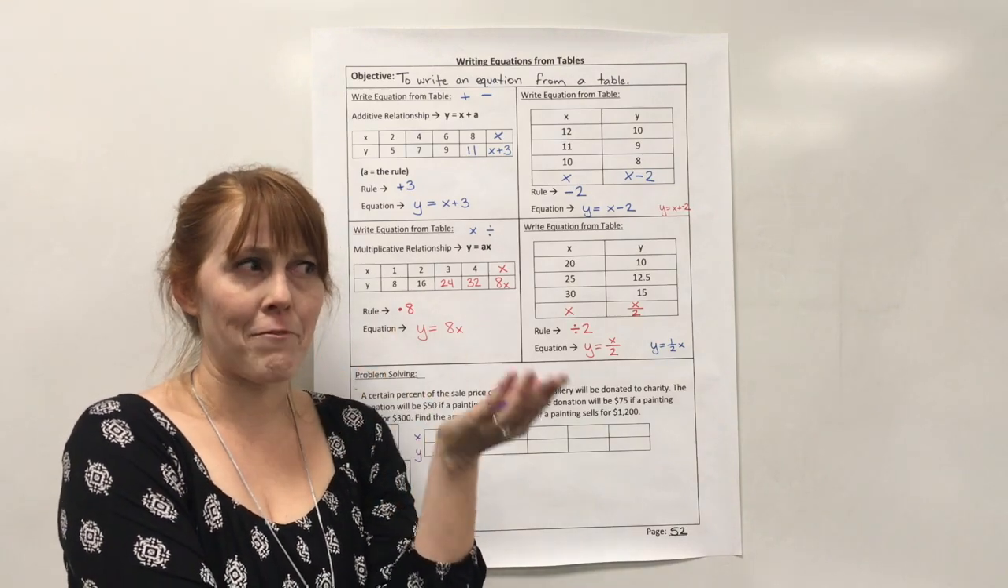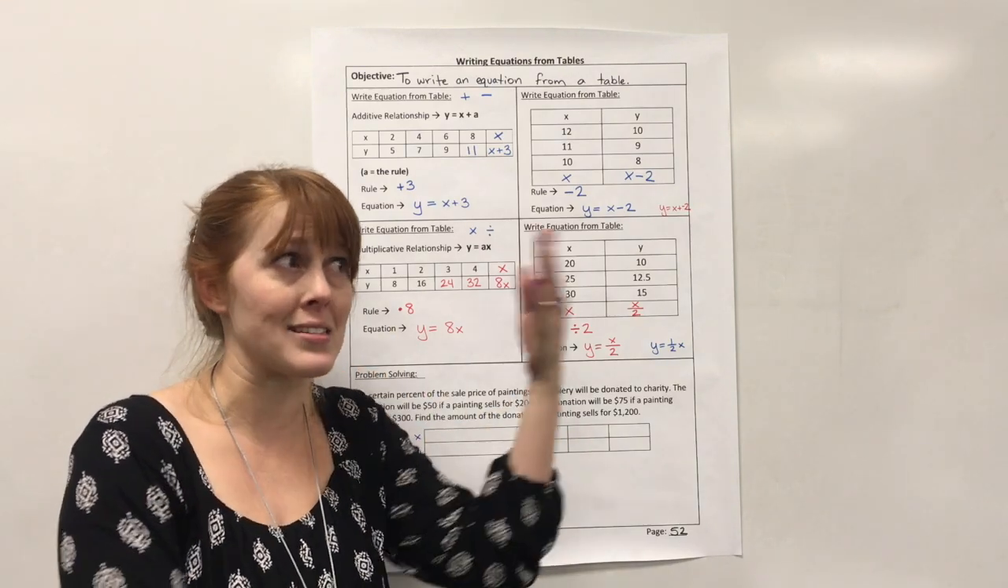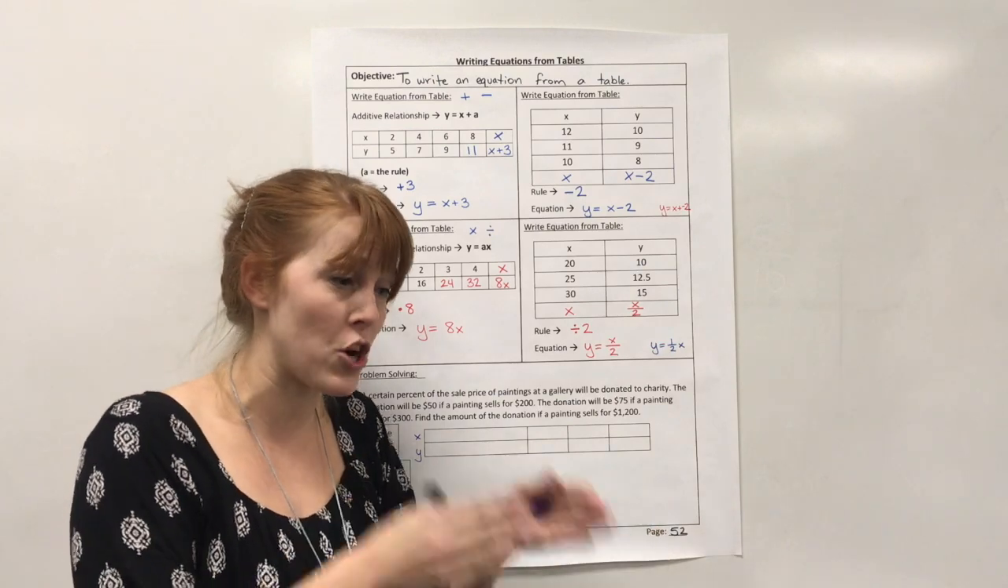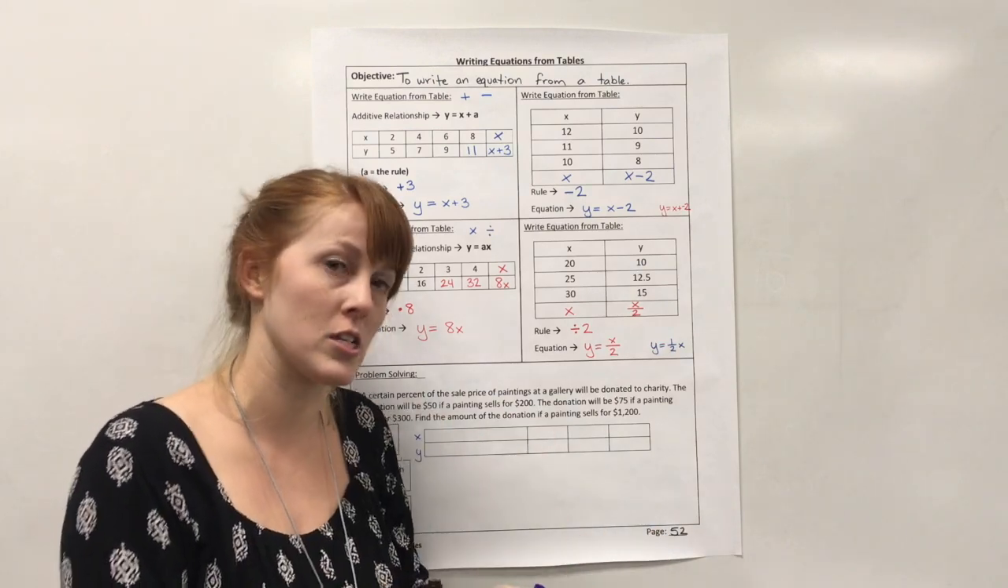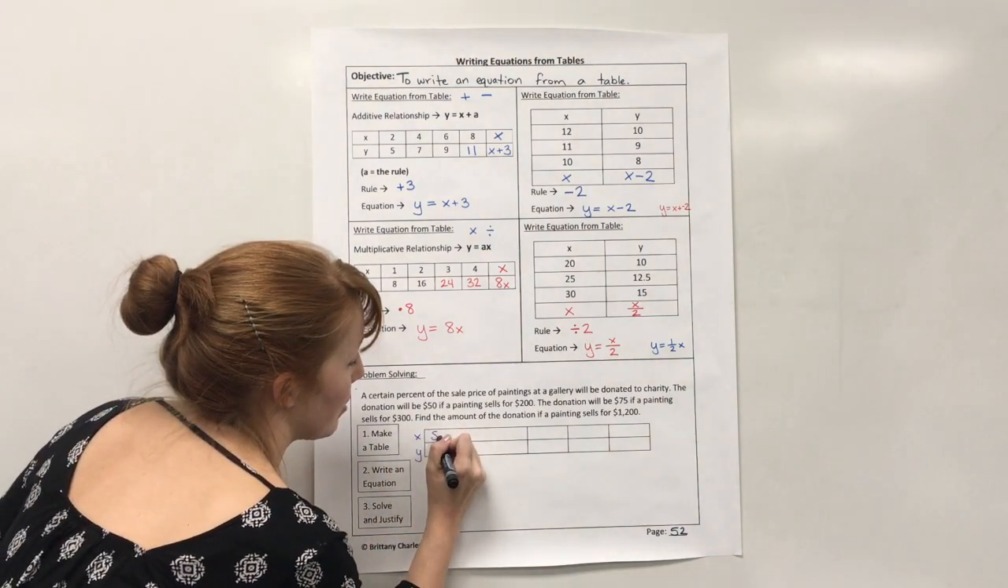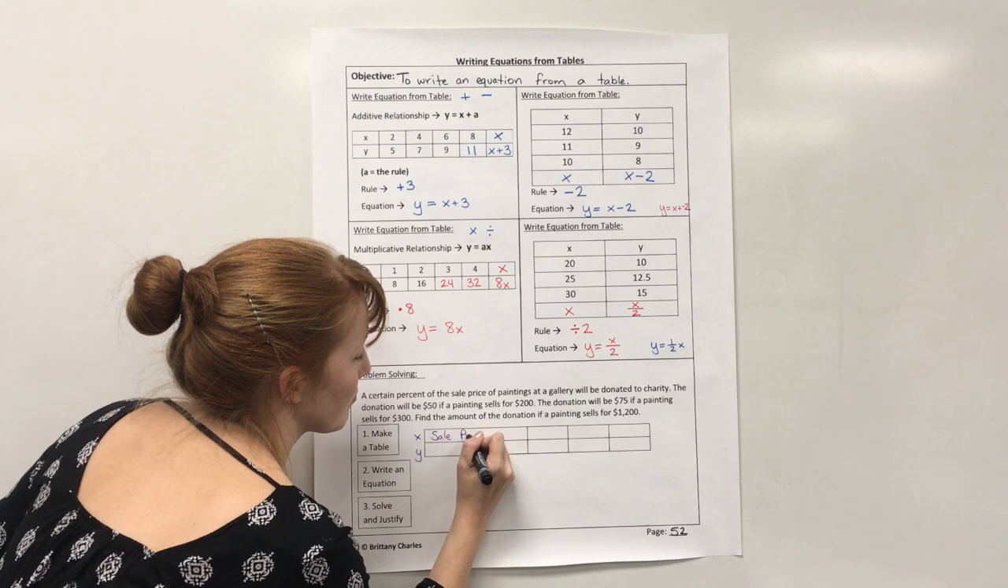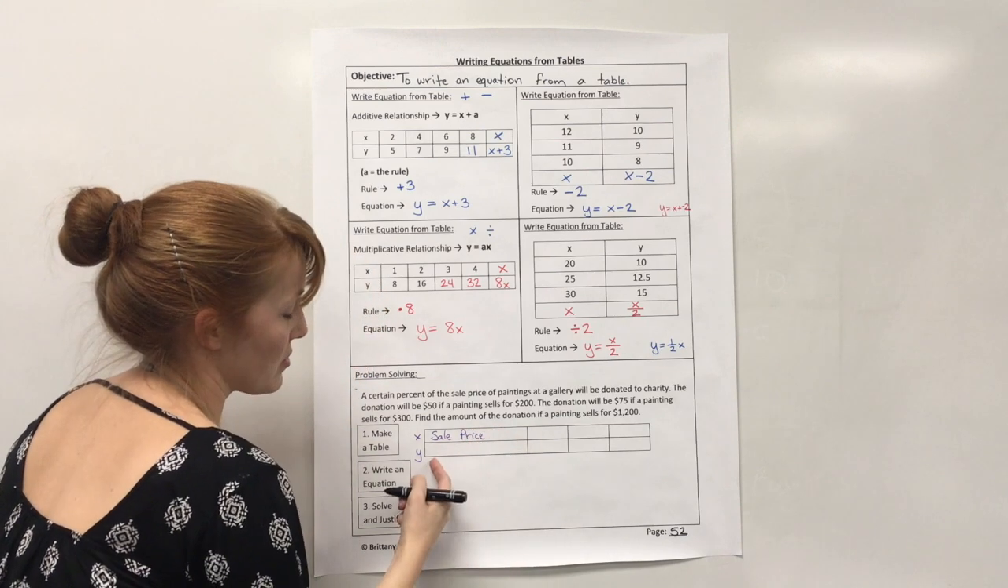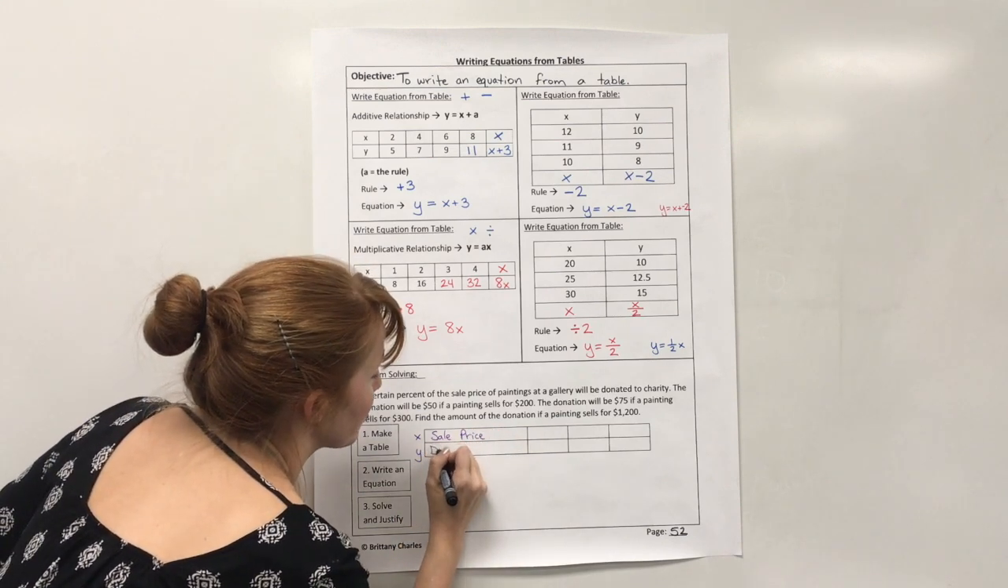Well, I can't figure out what the donation is unless I know the sale price. So that means I need to know how much the painting is selling for first. So that means the sale price is going to be your independent. So sale price of the painting, and then the Y would be donation amount.